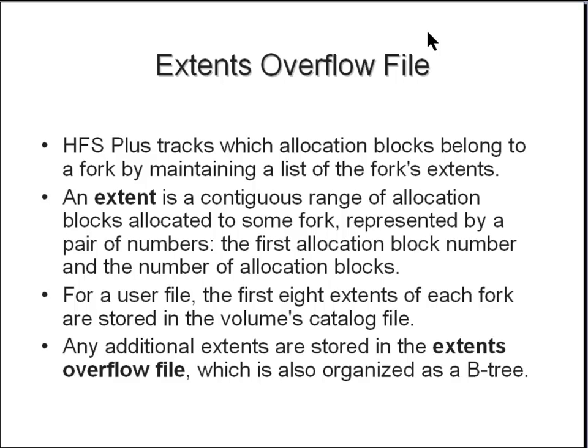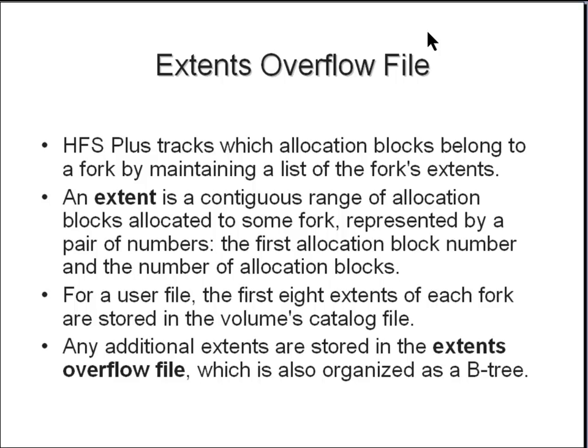HFS Plus tracks which allocation blocks belong to a fork by maintaining a list of the fork's extents. And this is a key term here. An extent is a contiguous range of allocation blocks allocated to some fork, represented by a pair of numbers, the first allocation block number and the number of allocation blocks. So for a single user, the first 8 extents of each fork are stored in the volume's catalog file, and anything greater than 8 extents will be contained in the extents overflow file, which is also organized as a balanced tree.